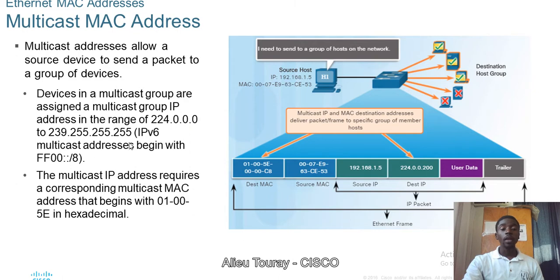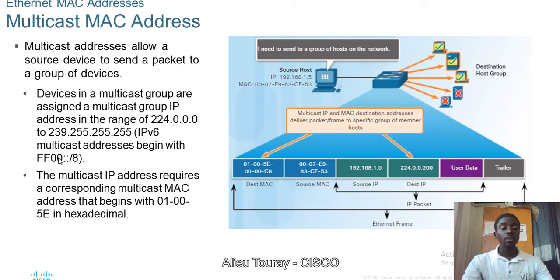But for multicast address, they begin with FF0. So you can have FF01, FF02, FF05, FF08. So it depends on here. So the FF, any address that has the first 8 bits set to 1 and a 000, it is a multicast address.